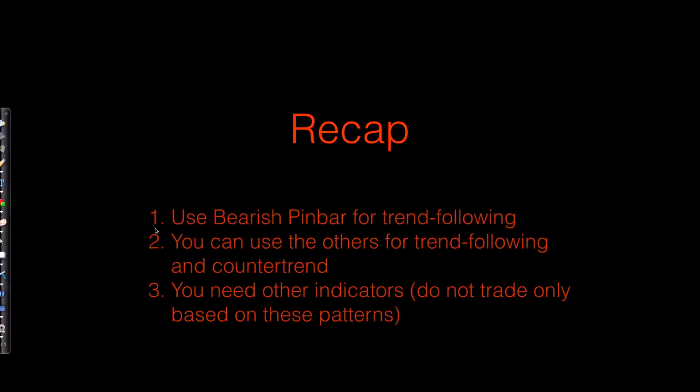So let's recap. First thing, we want to use the bearish pin bar only for trend following. For counter trend it is too risky. Number two, we can use the 2 or 3 candlestick patterns, so the one black crow and the evening star, for both trend following and also counter trend trades, because here we have a kind of confirmation, so we are more confident. And then, as I said last time, we need to use other indicators to confirm the entry and not just rely on these candlestick patterns.